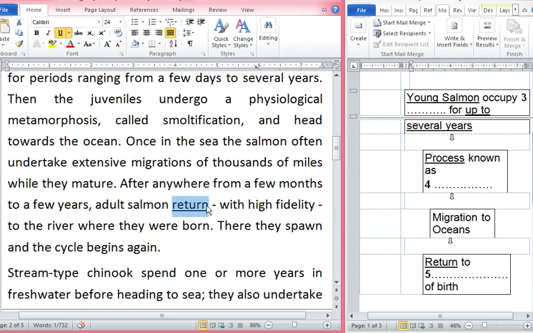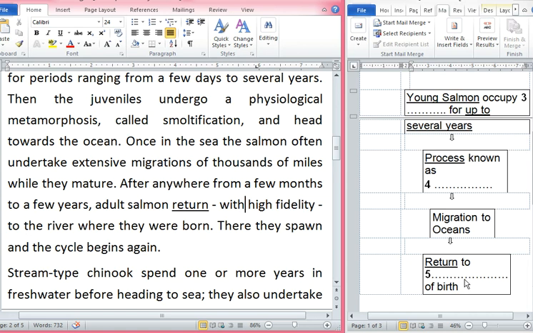And now the question is saying return to, means perhaps they're asking the name of some place that you can predict, the answer as well, place or something. Okay, so let's see. It's a return with high fidelity. Fidelity, again, if you don't know, perhaps the loyalty factor, that's the meaning. To the river. Oh, so we have got the answer. So to the river, so perhaps where they were born, so birth. Exactly, so we got the correct answer. So the answer is river. So return to river of birth. We cannot say the, because in that case it will be two words, so be careful.